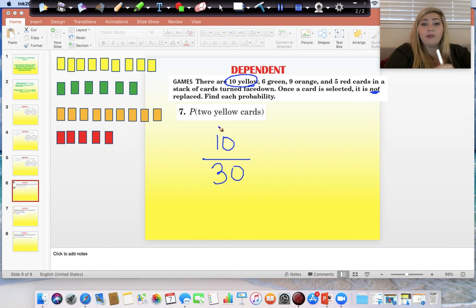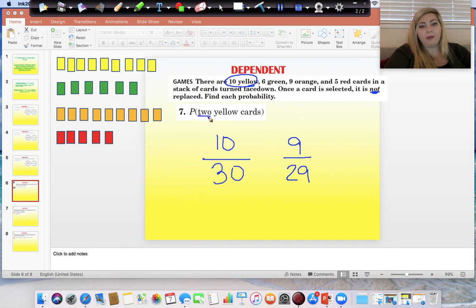Okay, now, we have drawn one card, and we have taken that card out of the deck. We did not replace it. It did not go back in our deck. So now, instead of 30 total, we took one card away. Now we only have 29 left. Now, let's say that we drew a yellow card, right? So we took away one of the yellow cards, and now we are left with 9 yellow cards.